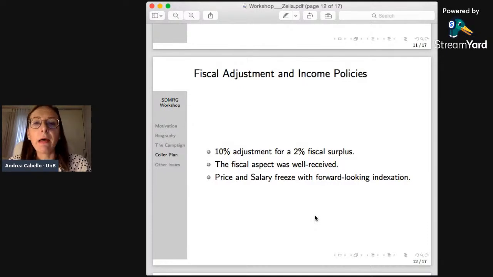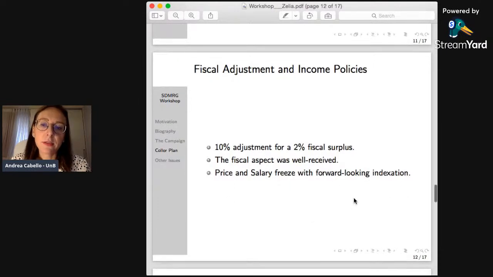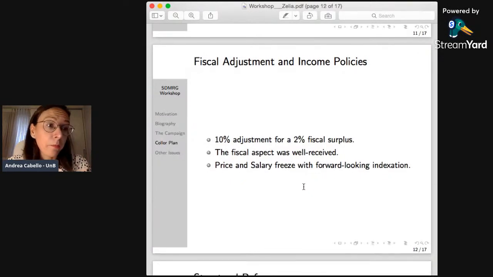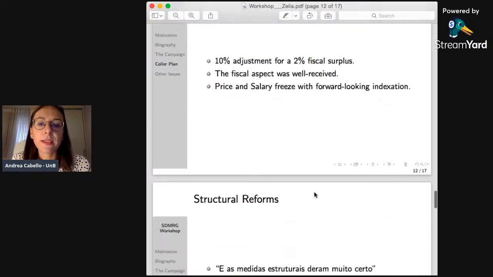History was probably not very fair to her in that sense. And like I said, price and salary freezes with a forward-looking indexation were kept, even though many people question why. Since you have such a strong monetary reform like that, this is probably unnecessary. No effects here.